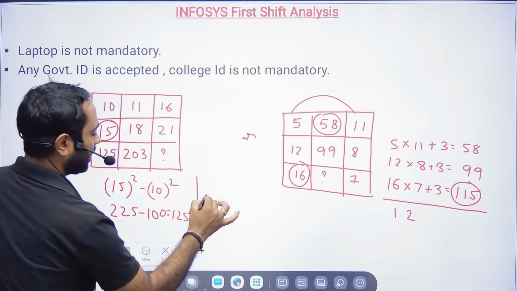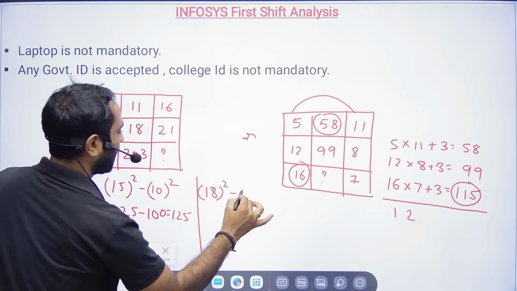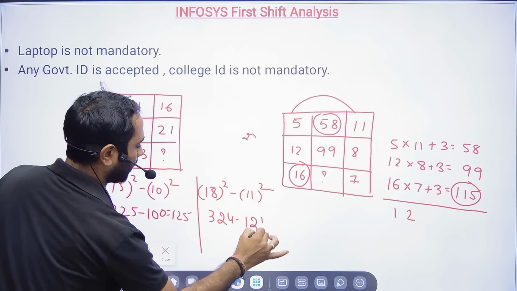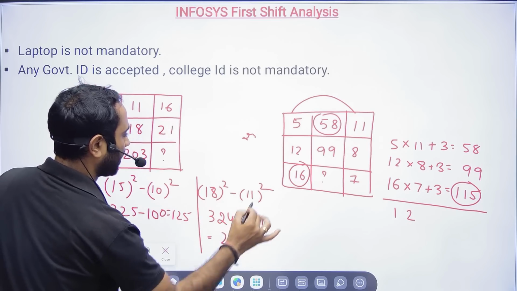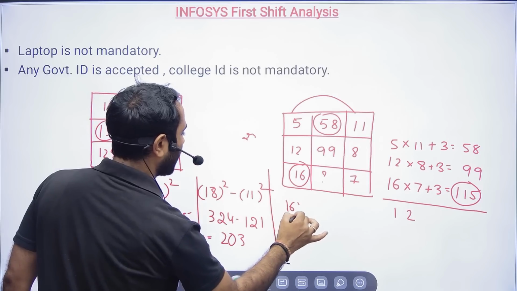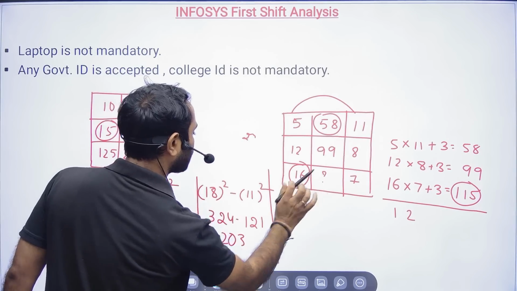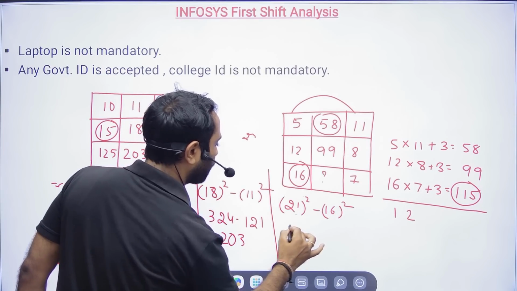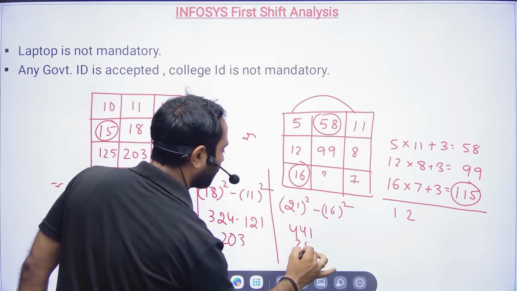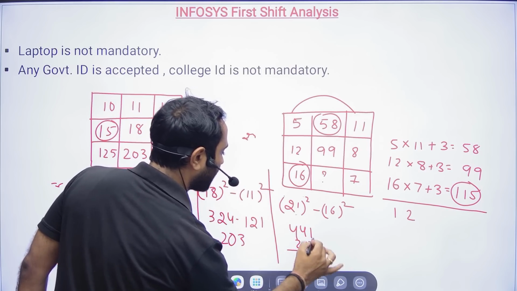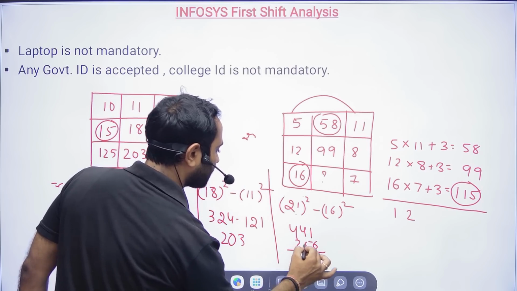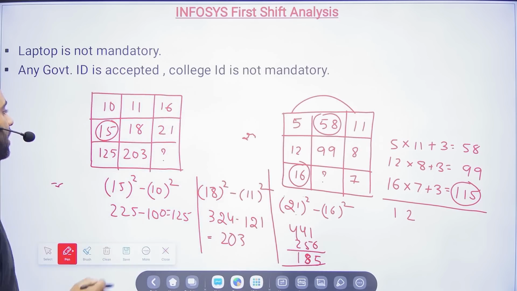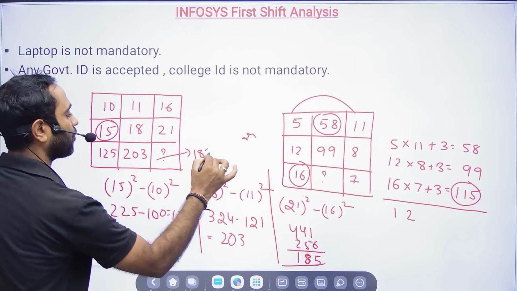Then here, 18 square and then minus 11 square. So 324 minus 121, which is nothing but 203. And then here 21 square minus 16 square. So it was 441 minus 256, which is 185. So here 185 was the answer.